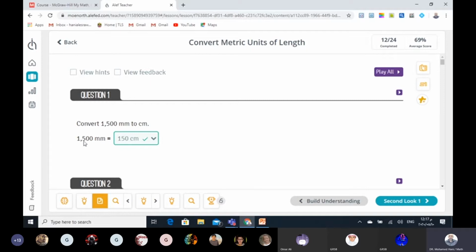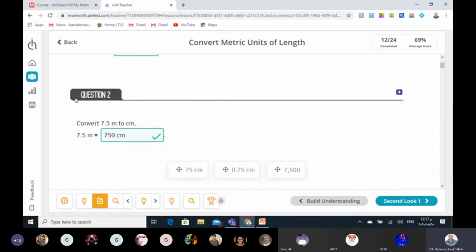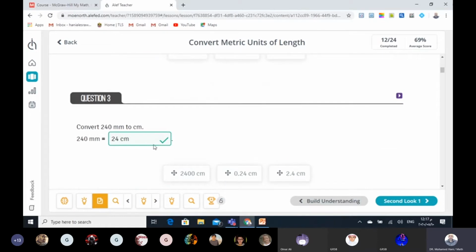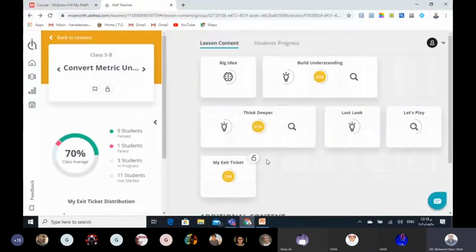The first question here, convert 1,500 millimeter to centimeter. For example, this is the right answer. For example, read the second question, the third question. Then after you see the videos, go to the build understanding, solve it, to the think deeper, to the last step, my exit ticket.